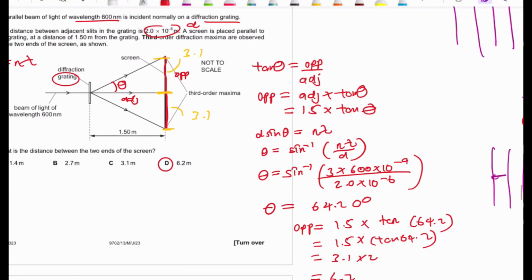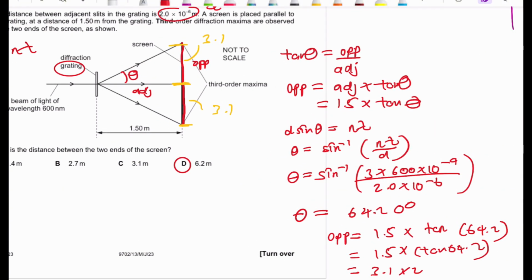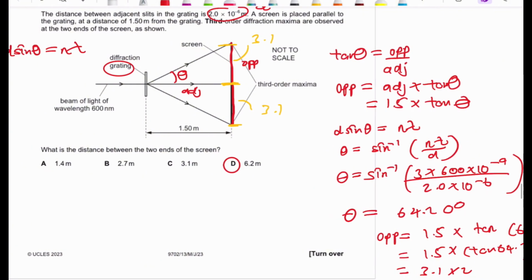So the first thing we had to do was use trigonometry. We know that what we want to find is the opposite over the adjacent. So how do you find the value of theta? We use the diffraction grating: d sine theta is n lambda. Once you have the value of theta, we applied trigonometry. Tan theta is the opposite over the adjacent. And then we found the value, essentially.